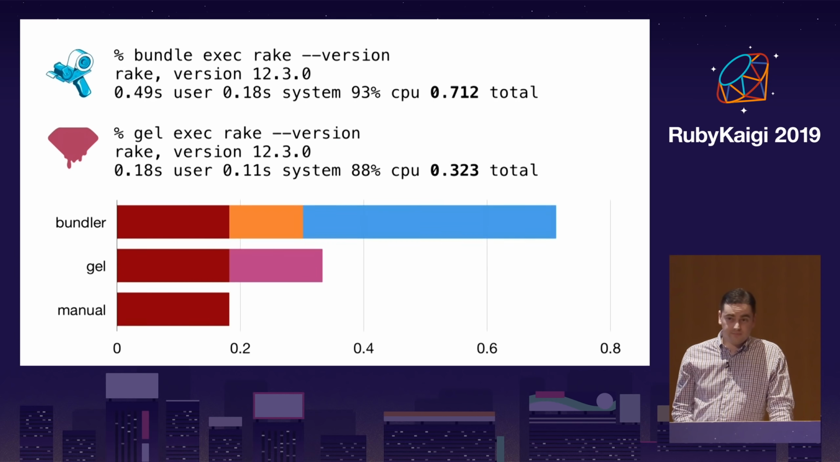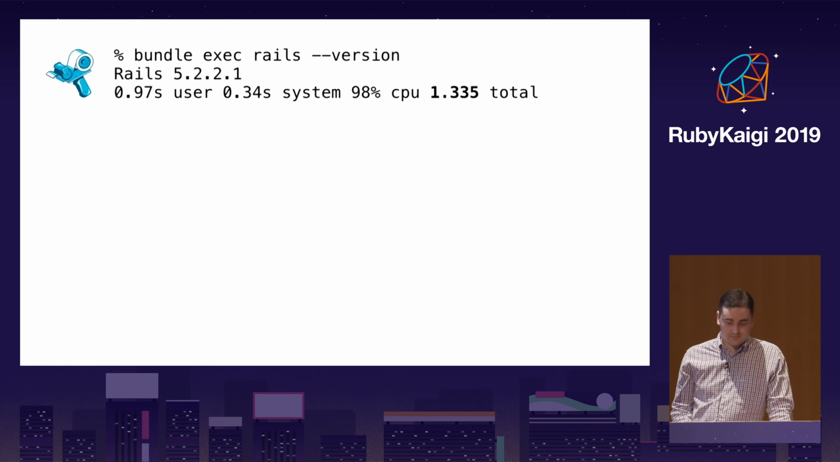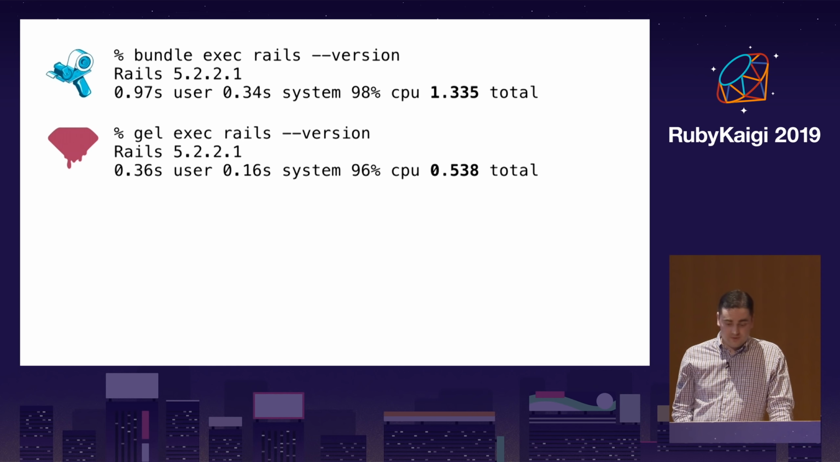But Rake is boring. Rake is easy. We need a more complicated command. We need an overcomplicated command. We need Rails. Bundle exec Rails version, 1.3 seconds. With Gel, 500 milliseconds.